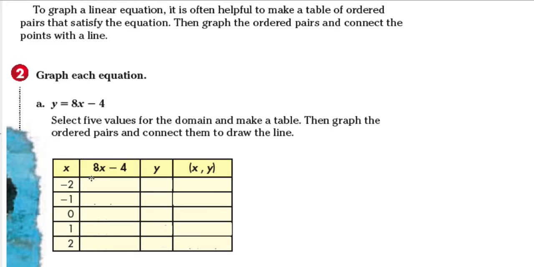So we substitute negative 2 for x in 8x minus 4. You have 8 times negative 2 minus 4. The value of that will be negative 20, so your ordered pair will be negative 2 and negative 20. We do the same for negative 1. The result for y will be negative 12. Our ordered pair will be negative 1 and negative 12.